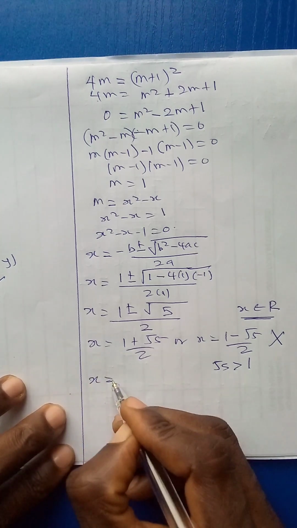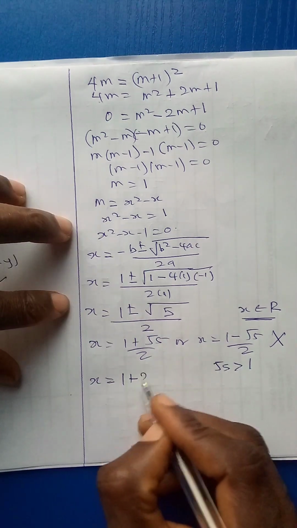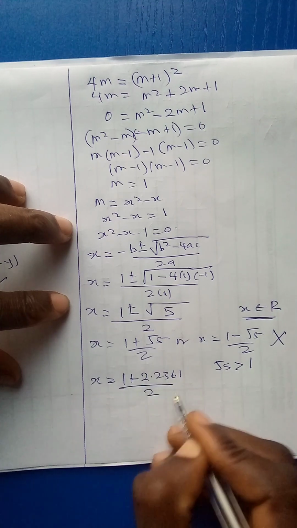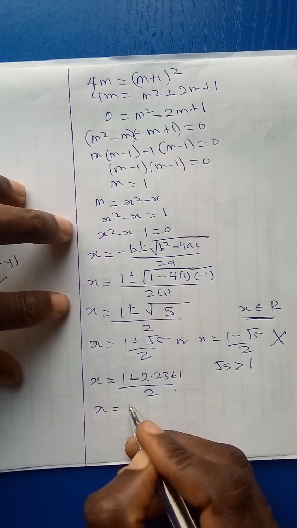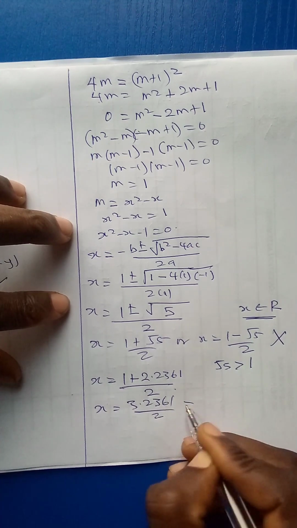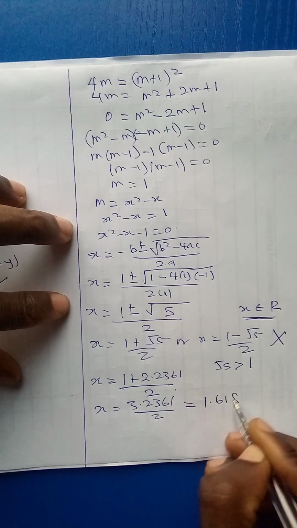Now, x will be equal to 1 plus root 5, which will give us 1 plus 2.2361, all over 2. So x equals 3.2361 all over 2, which makes x equals 1.6180.